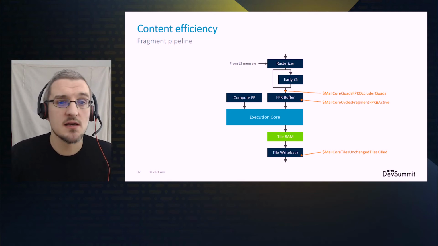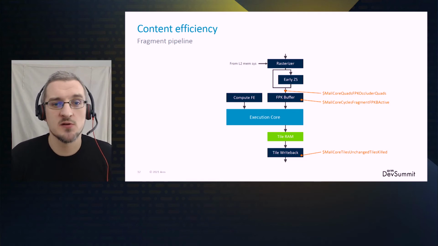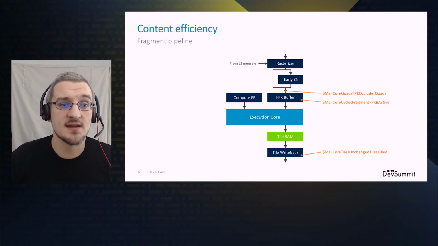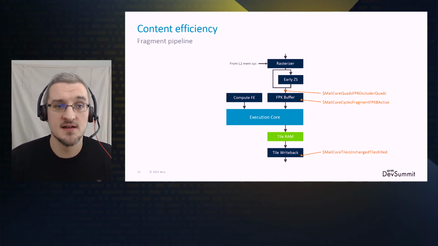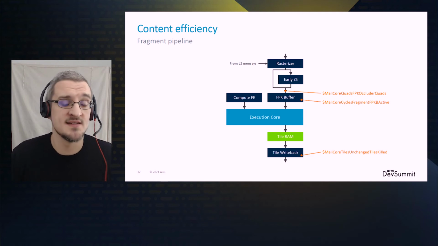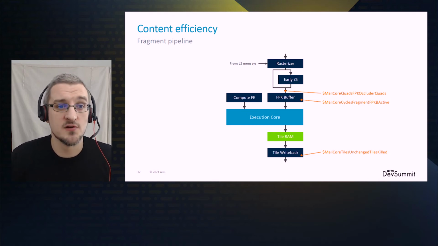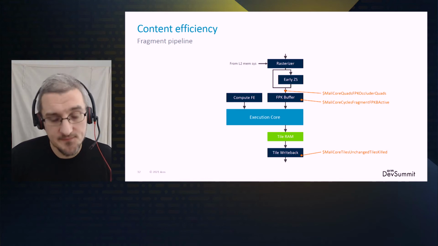We have a buffer of quads called the forward pixel kill buffer in front of the execution core. This will be active any cycle there is at least one quad in that buffer. So if you see that percentage being a low percentage of your fragment active time, that can be a good indicator that you're struggling to rasterize and early ZS test things fast enough. So very small triangles or pixel dependencies on ZS testing, holding back work and not keeping that buffer full. So again, that can be a good indicator for best practice violations and content efficiency.